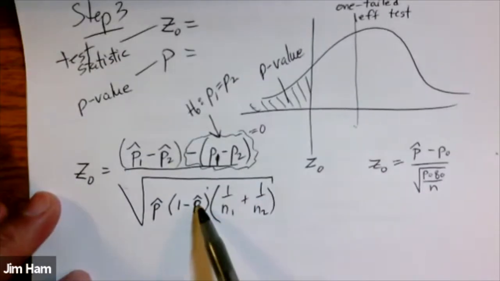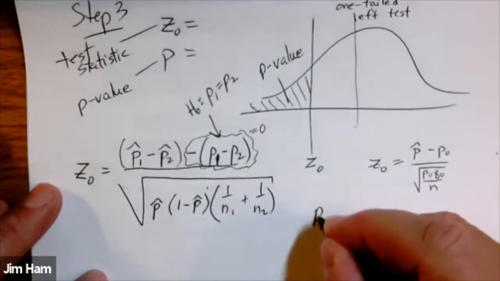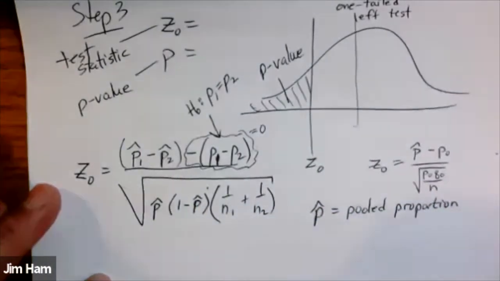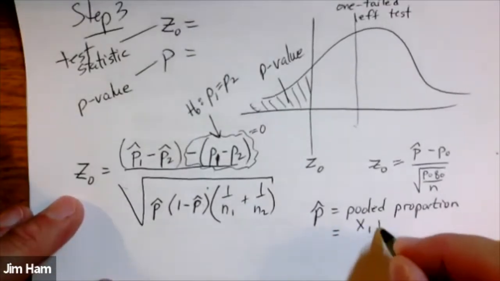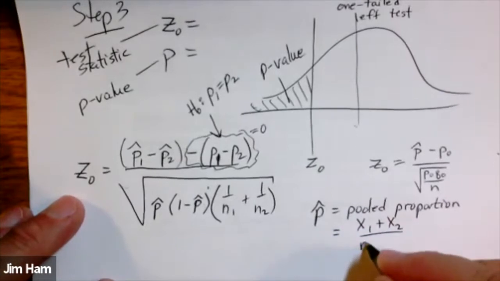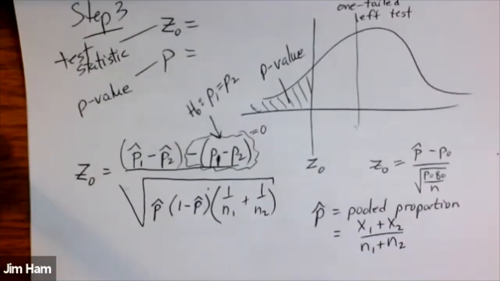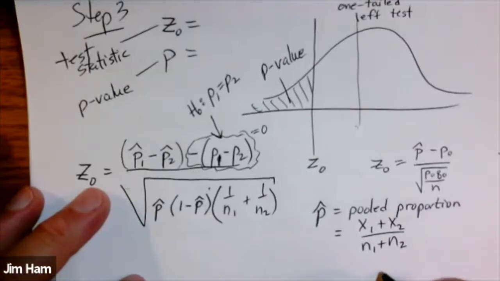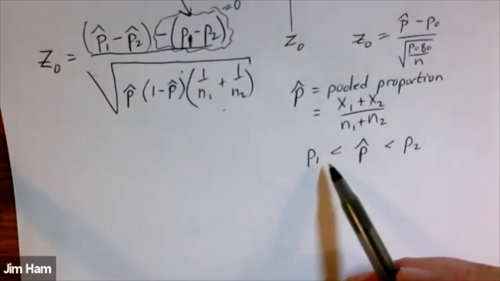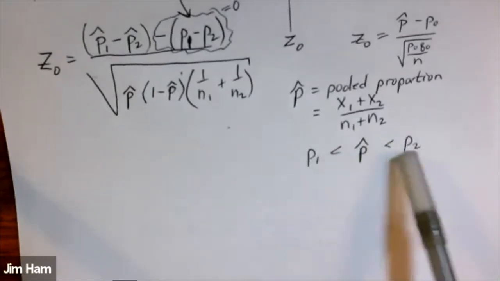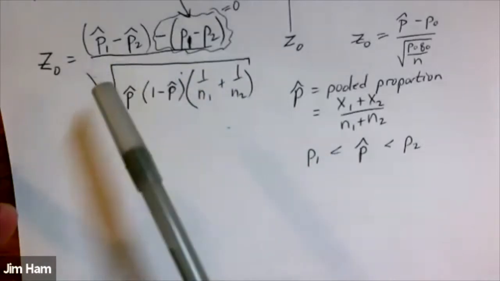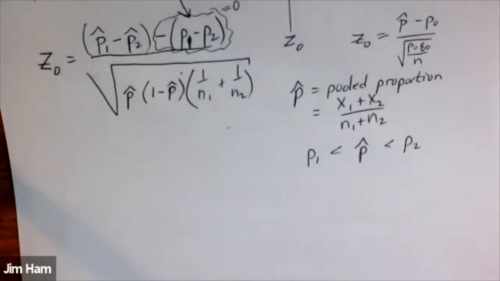All right, now p hat here is what we're going to be calling the pooled proportion, or the pooled sample proportion. And what you do to get that is you add up the x's of the two samples and divide by the sum of the n's. And that number is going to be somewhere between p1 hat and p2 hat, or if we assume that p1 is less than p2, it could be p2 here and p1 hat, but the pooled proportion will be between these other two. So the formulas you can see are getting a little bit more complicated. And that's why we rely on the calculator function to crunch these out for us.